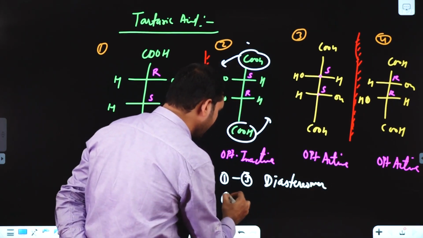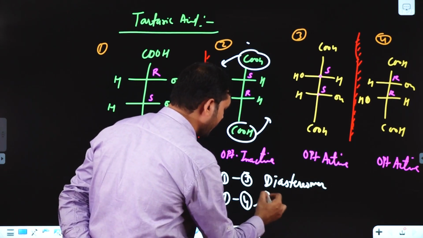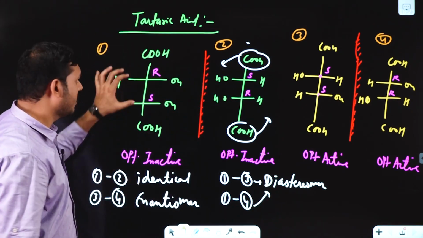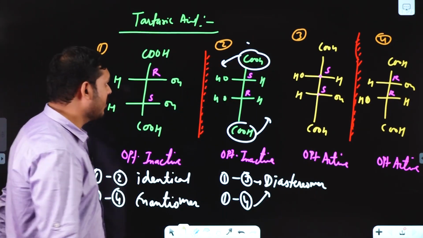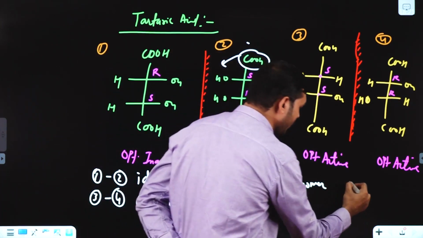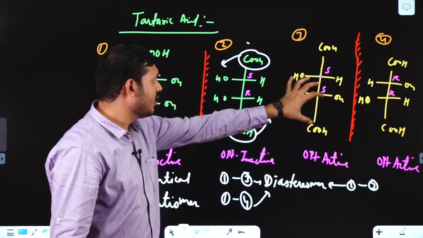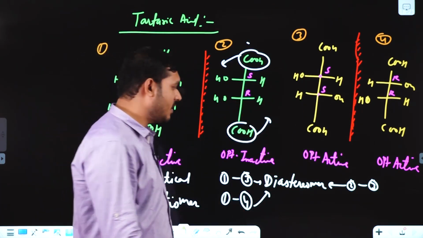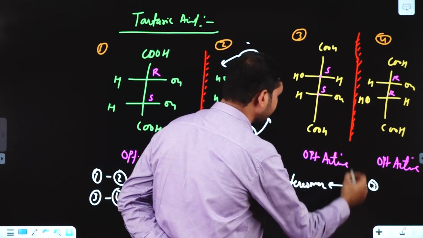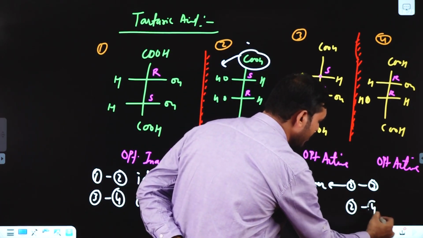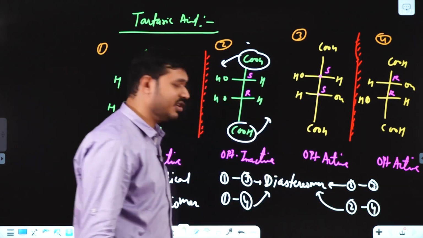If I say 1 with 4, they are also diastereomers, 1 and 4. Okay. Now if I check 2 and 3, they are also diastereomers. Why? Non-mirror image, non-superposable. If I check 2 with 4, they are also diastereomers.